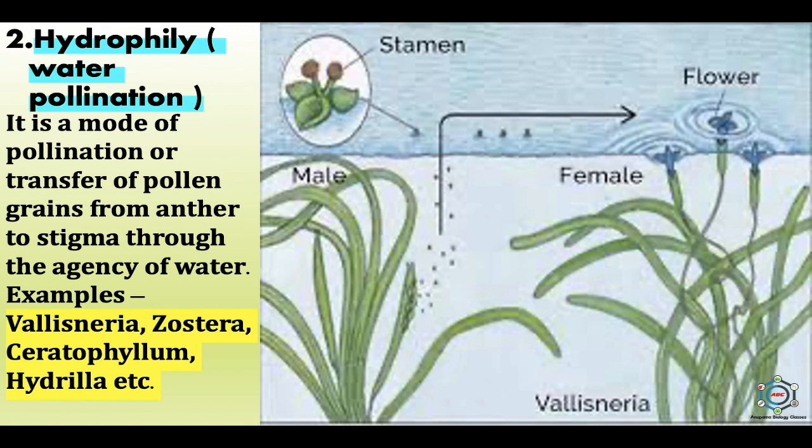The mature female flowers also float on the water surface, but remain attached to the female plant with the help of a long stalk. So the pollination occurs on the surface of the water, and after fertilization, the female flowers are pulled down inside the water by the coiling of the flower stalk. So it shows hydrophily, that means water pollination.